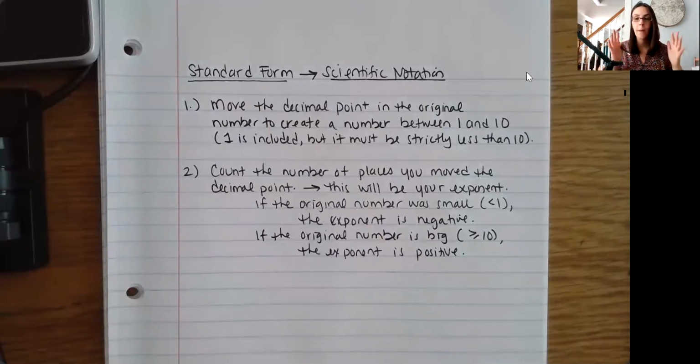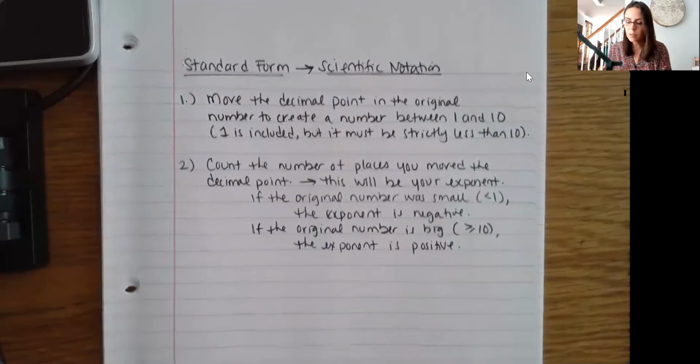So I like to just think about big numbers and small numbers. If your original number was big, the exponent's always positive. And if the original number is small, the exponent is always negative. So if you can keep that straight, then you don't have to think so much about right or left. You just think about big and small numbers. So let's do a couple examples here.